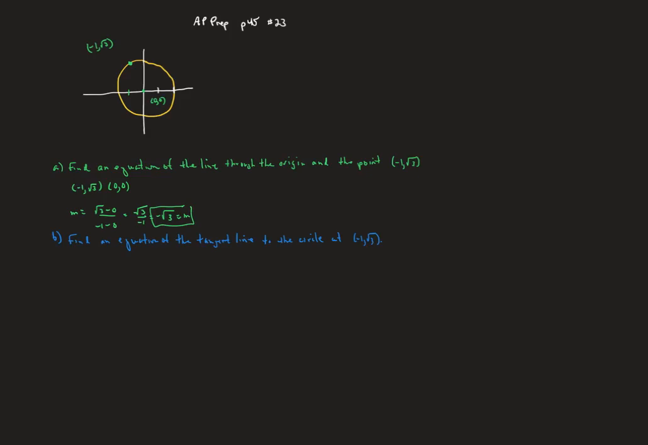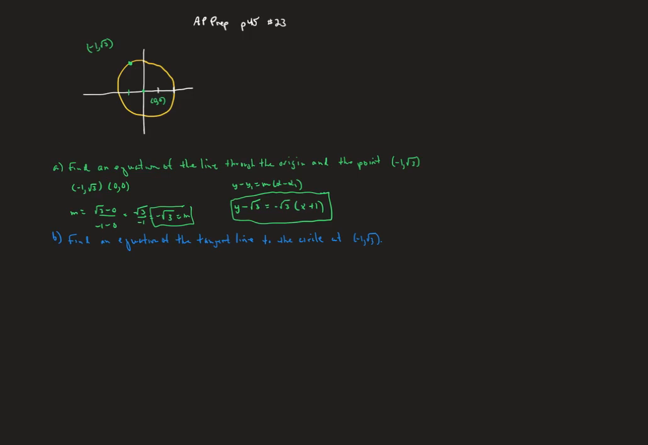Then we can take our point, and I would just do the quickest, easiest, which is point slope form. If you remember, point slope form is y minus the y coordinate, which is √3, equal to the slope, which we just said was negative √3, times x minus the x coordinate, -1, which makes that an x plus 1. That qualifies as an equation of the line through the origin and the point (-1, √3).